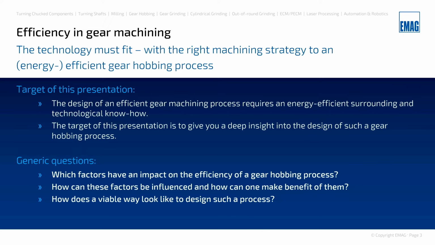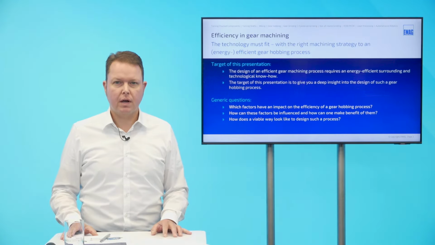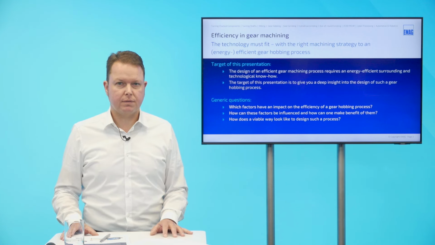And there are a couple of generic questions to answer. One is, which factors have an impact on the efficiency of gear hobbing? And how can we influence those factors and even make benefit of them? And last but not least, how does a viable way look like in order to design such a process? These are pretty much the questions that we will talk about in the next 45 minutes.